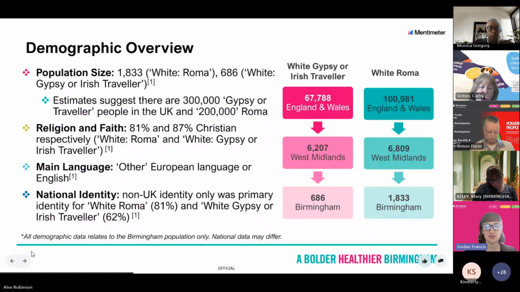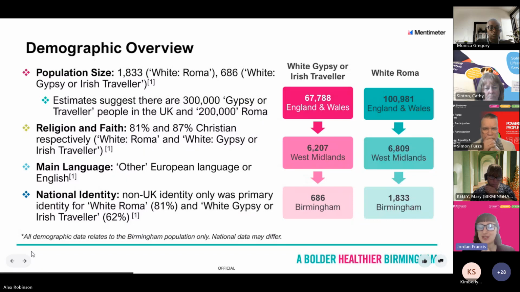When we look at some of the other demographic overview, the census also gives us some indication of religion and faith, of main language and of national identity. In terms of religion, it's predominantly a Christian community. However, again, this is going to vary depending on the specific subgroups that you look at. People from Irish Traveller backgrounds in particular are known for more Roman Catholic beliefs, but someone like a New Traveller might have a wider variety of faiths or be more likely to be non-religious. So again, it's not one overarching picture.